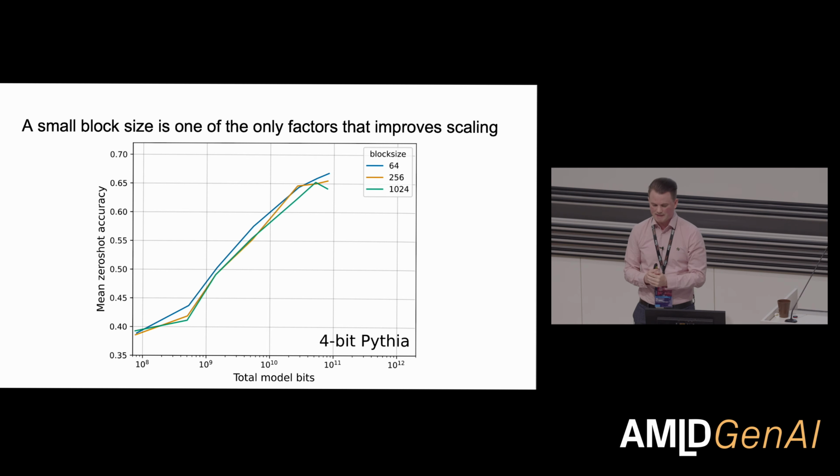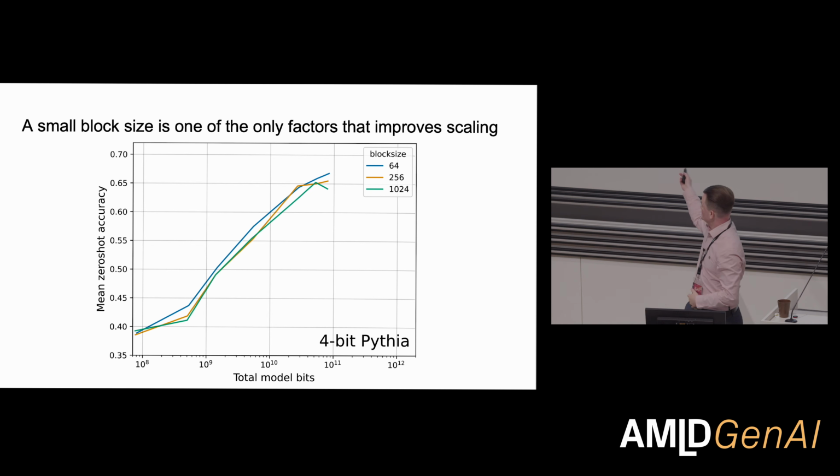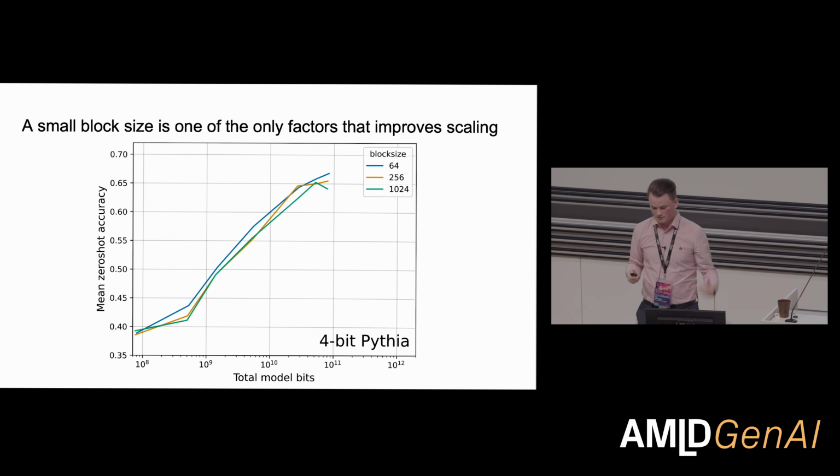One thing to note here is the smaller you have a block size, the more significant is also the memory overhead. For example, if you have a block size of 64 and your absolute maximum normalization constant is 32-bit, you add 0.5 bits on average to your overall neural network weights. And so the blue line here is actually not a 4-bit quantization, it's a 4.5-bit quantization. So the smaller the block size, the more the overhead, and that's also important to think about.